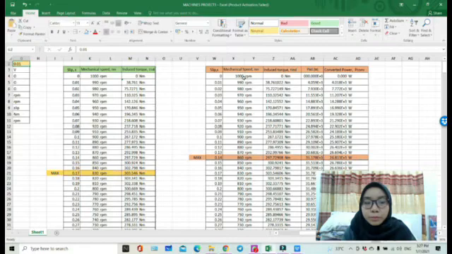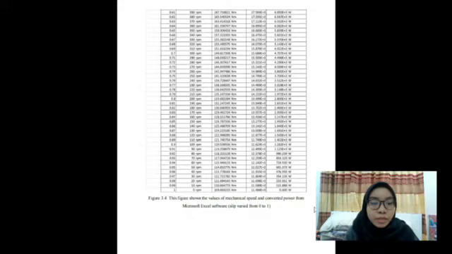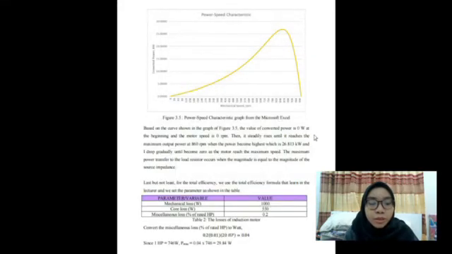To plot the power speed characteristic graph, we must have slip values from 0 to 1, mechanical speed, induced torque, air gap power, and converted power. From Microsoft Excel, we insert the formula in each column. For mechanical speed, we use this formula to get the values needed. From this table, we know that the maximum value for induced torque is 297.73 Nm.